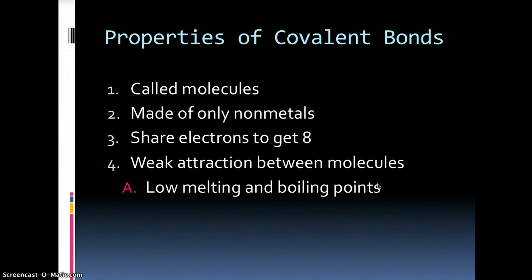There are going to be weak attractions between the molecules, and what that means is that those molecules don't stick together very well. So it doesn't take a lot of heat or a lot of energy to split them apart. So we're going to have very low melting and boiling points. If you think about sugar, sugar is a great example of a covalent bond. All the time people are melting sugar to make candy, to make sculptures, and it's that low melting point that lets them do that.